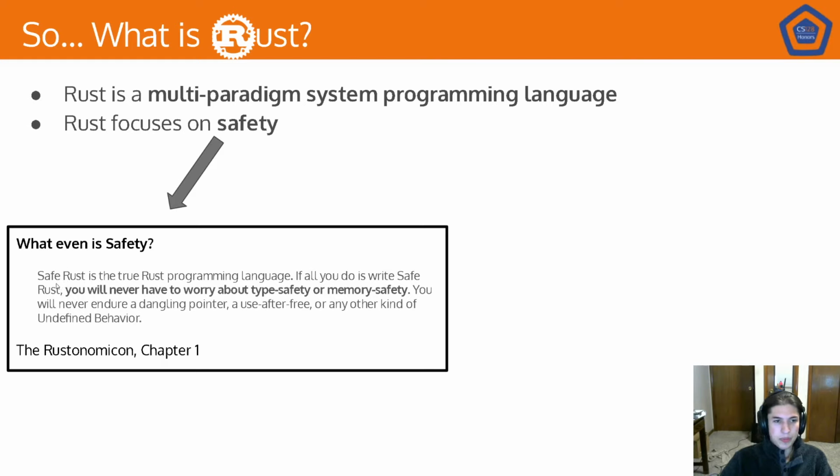But let's read it. Safe Rust is the true Rust programming language. If all you do is write Safe Rust, you will never have to worry about type safety, memory safety. You will never have to endure a dangling pointer, a use after free, or any other kind of undefined behavior. And so really what this is saying is, when we're programming things, there's many edge cases and bugs and things that we might not suspect will happen, but will happen because we've written our code in a certain way.